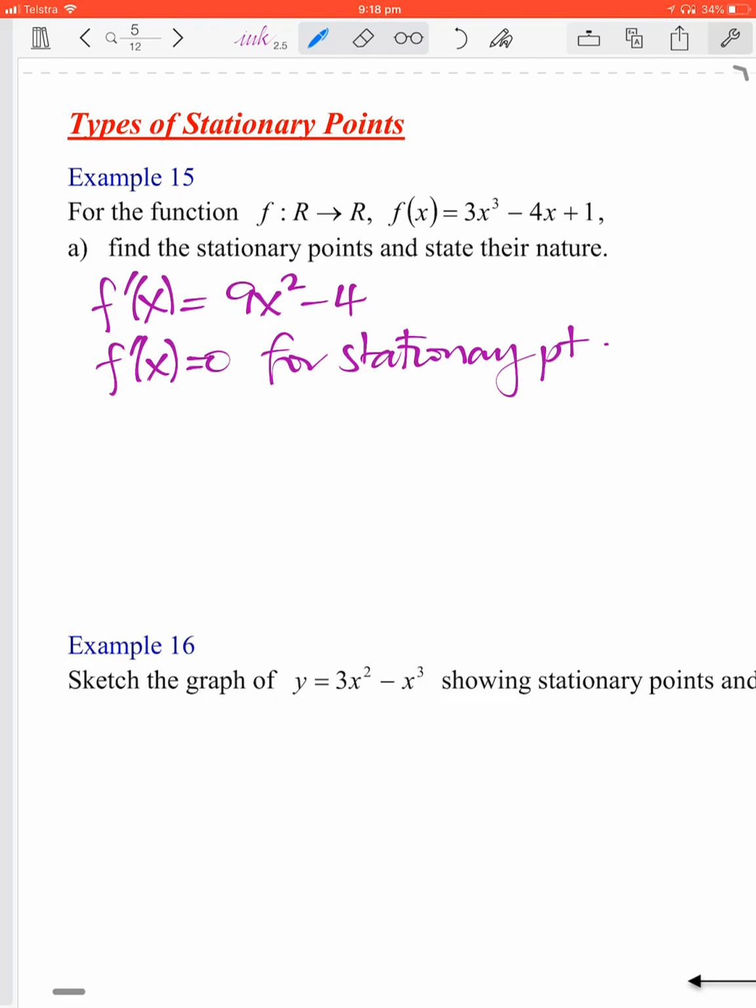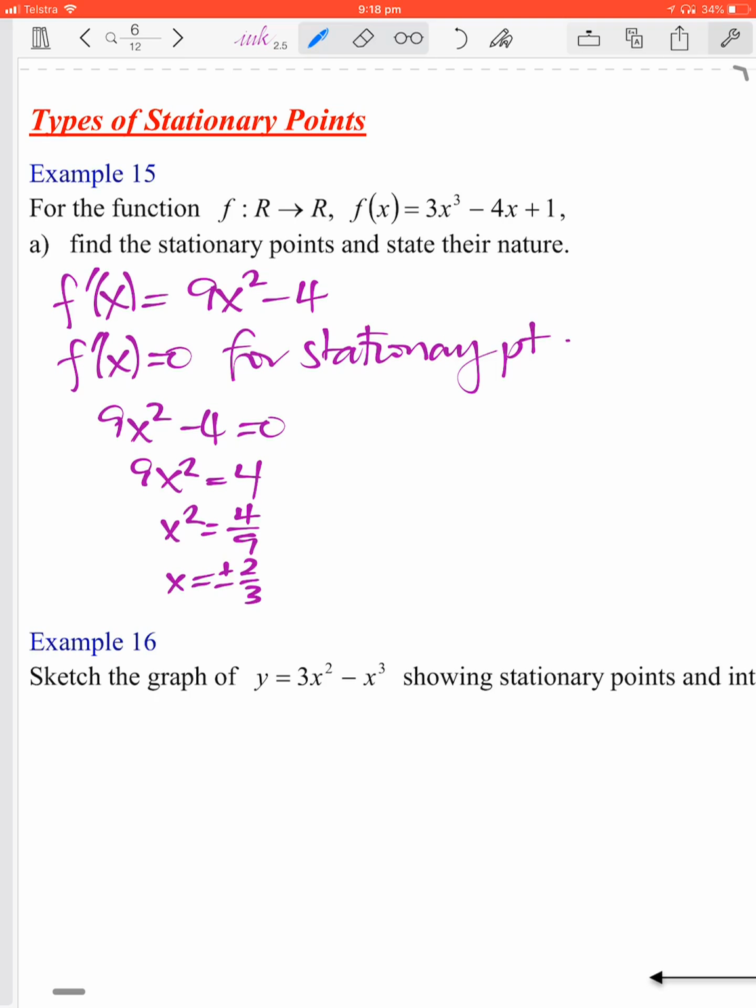So if we let 9x squared minus 4 equals 0, we get 9x squared equals 4. We get x squared equals 4 on 9, and x equals plus or minus 2 on 3. So to find the stationary points and state their nature, if x equals 2 on 3, we need to find y. And if x equals negative 2 on 3, we need to find y.